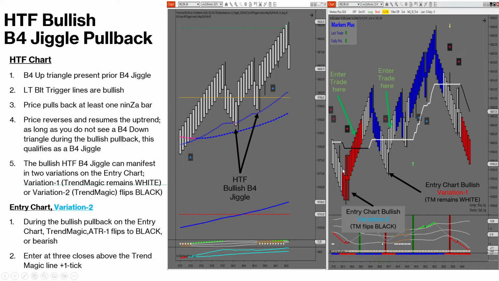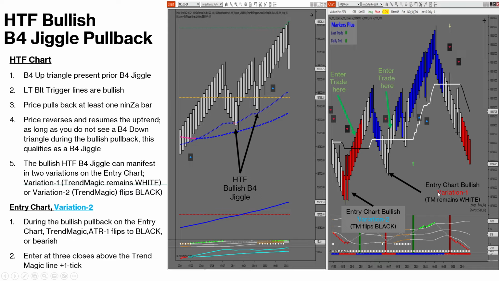Over here is the pullback that you're seeing here. So we're waiting till we get at least 3 closes above the trend magic line. You see how it turned black? This is variation 2. Trend magic had a deeper pull. We had a deeper pullback on the entry chart. Trend magic flips to black. So we go 3 closes above the trend magic plus a tick to get in. Try to get what you're looking for.